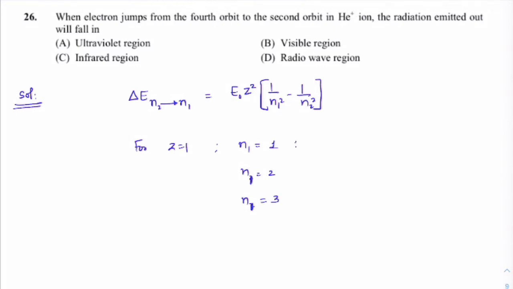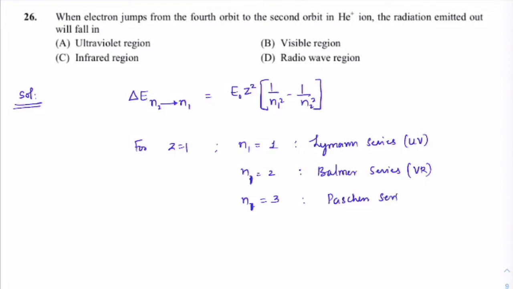From any higher orbital, if it is falling onto n1 equal to 1, it is the Lyman series and it would be an ultraviolet photon or ultraviolet radiation. This would be the Balmer series, which will be in the visible region. The third one will be the Paschen series, and this would be in the infrared region, and so on. I think these three would be sufficient for understanding this question.